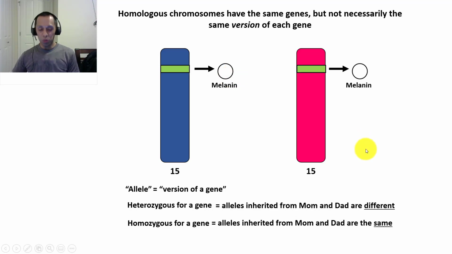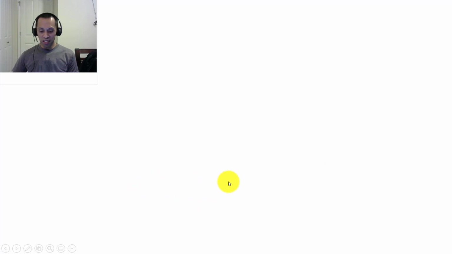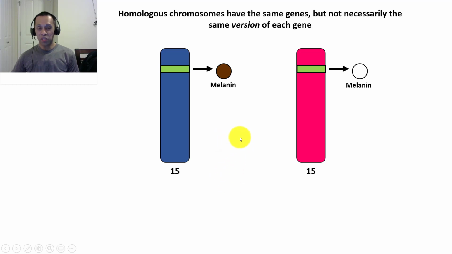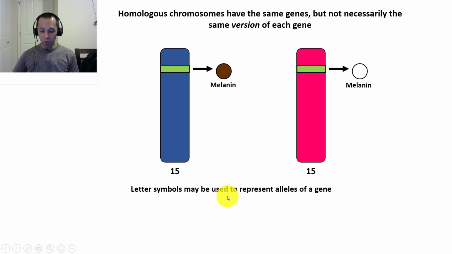Some other terms that people commonly use when they're talking about genetics in terms of alleles and heterozygous and homozygous are these right here. Well, actually these aren't terms, but just a concept. So it turns out that letter symbols may be used to represent the different alleles, or the different versions that you find for a gene. And by convention, the same letter is used for the same gene.